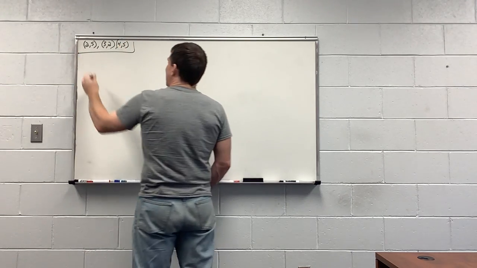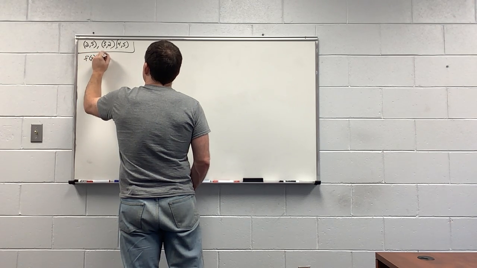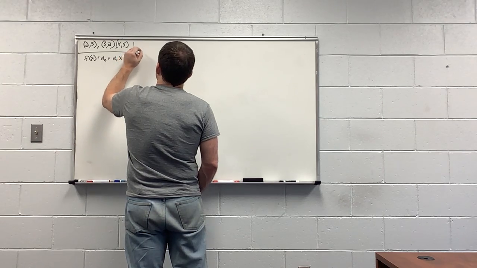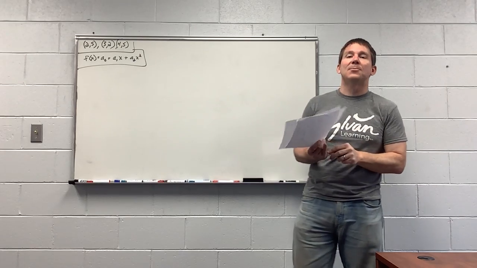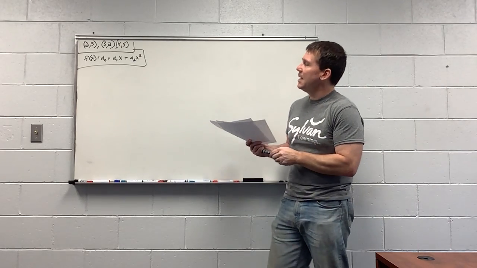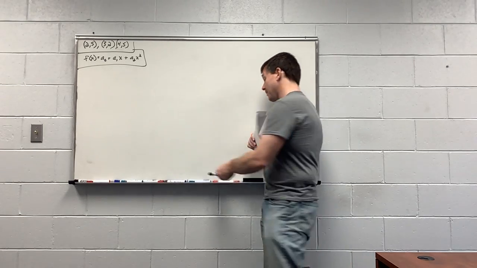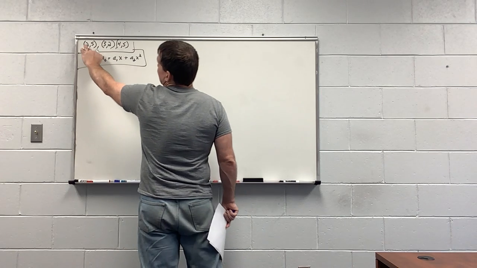So I'm looking for a quadratic, which means I need something that looks like f of x equals a sub 0 plus a sub 1 x plus a sub 2 x squared. And I just need to find a sub 0, a sub 1, and a sub 2. Now I just need to come up with a system of equations that I can solve. And in this case, I just plug in the points that I'm given to get my equation.